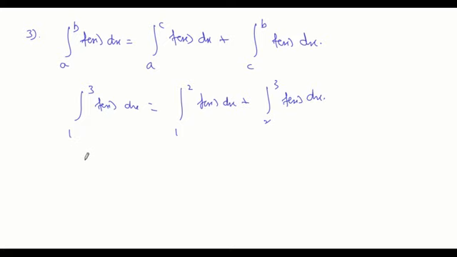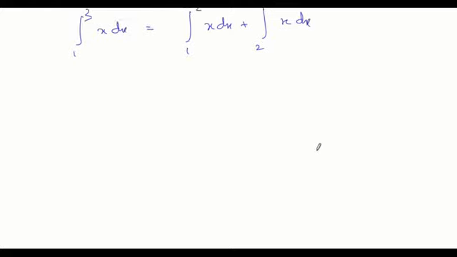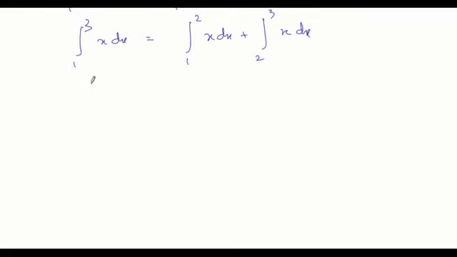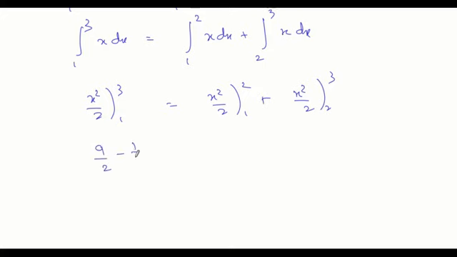You can take an example also. A simple example I am taking: integral 1 to 3 x dx. Now see integral 1 to 2 x dx plus integral 2 to 3 x dx. See children, on both sides we will get the same answer. Now here x square by 2 from 1 to 3, and here x square by 2 from 1 to 2, plus x square by 2 from 2 to 3. Apply the limits. It is 3 square, 9 by 2 minus 1 by 2. Here it is 2 square, 4 by 2 minus 1 by 2, plus 3 square, 9 by 2 minus 2 square, 4 by 2.